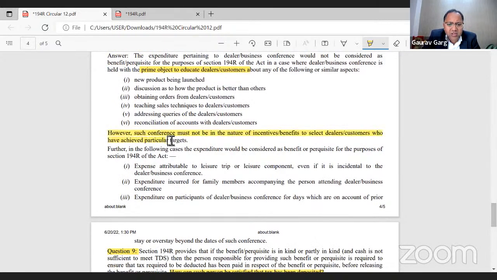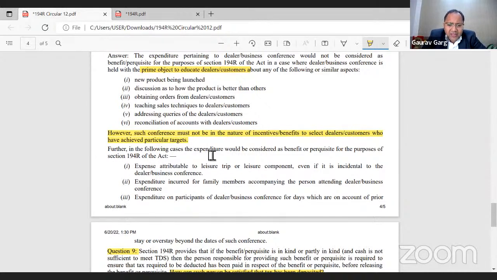However, such conference must not be in the nature of incentive benefits to select dealers, customers who have achieved particular targets. Very clearly. So if your objective is to give some benefit, we all know by heart when we want to teach and when we want to give the benefit. If we want to give the benefit, then 194R is there. We may have some litigation, we may have some different view in how to structure it, whether 194R is applicable or not applicable. Believe me, if we apply our mind to how to structure these transactions, then probably we will have another circular to clarify that this is included since the beginning. So kindly be very clear that government wants to tax, and you must take care of this 194R provision.